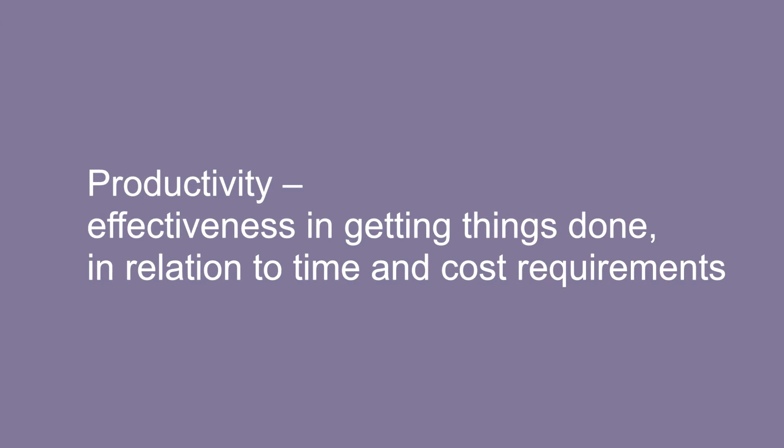The first competency is productivity. And the definition is effectiveness in getting things done in relation to time and cost requirements. Every employer wants productivity from their employee. And so this is a great definition to allow you to discuss the different aspects of the job and how the employee is doing. And again, you could use the job description to pinpoint specific tasks and responsibilities.